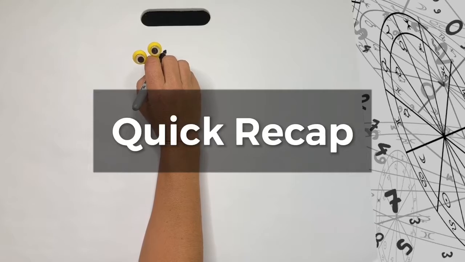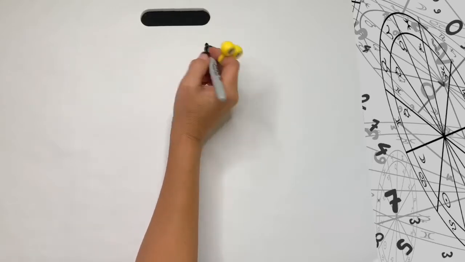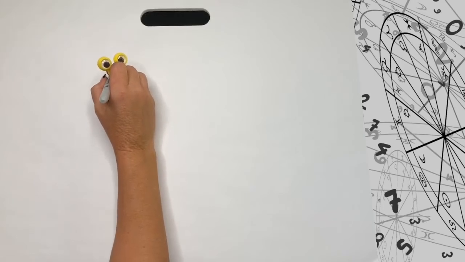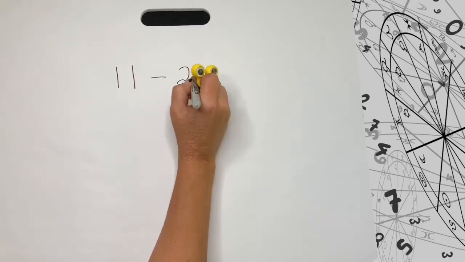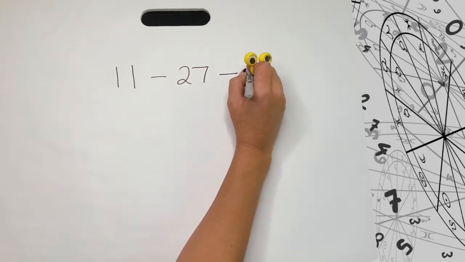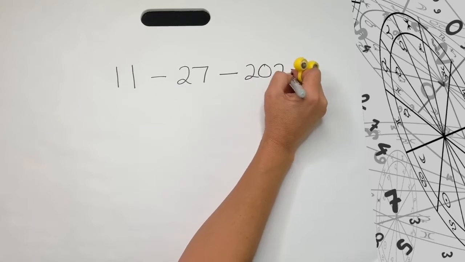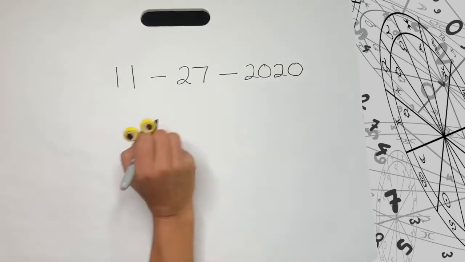So the first thing we have to do is calculate your personal year number. And this is done by taking your birthday. Let's say your birthday is November 27, and we want your personal year number for the year 2020. So it doesn't matter what year you were born. We just need to find out your number for the year of 2020.